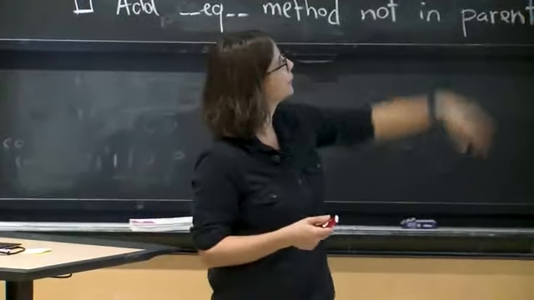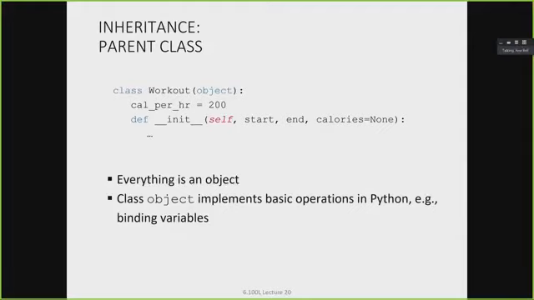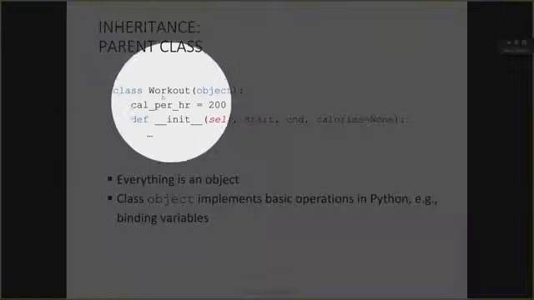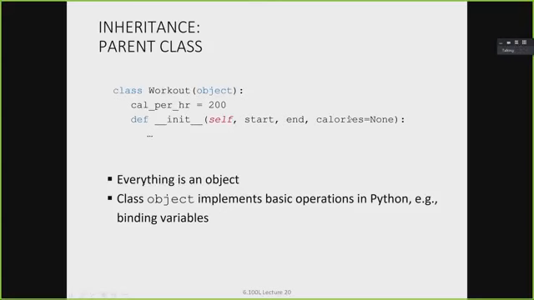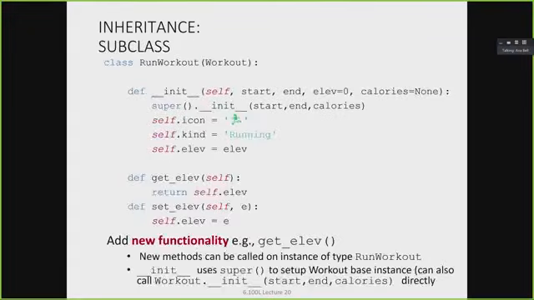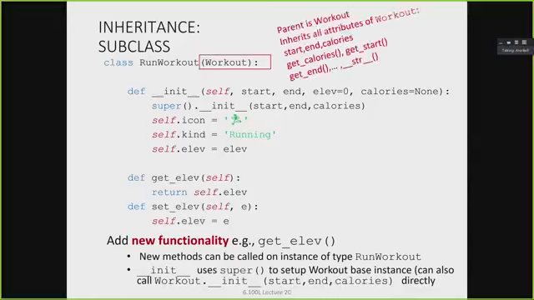Okay, so this was our parent class. Just as a reminder, this is what it looked like. We had our class variable here, and this init method here. This class workout, their parent was the generic Python object. Now when we create our run workout, our parent will be the workout class. So we don't just want it to be a Python object, we want it to be a workout object.